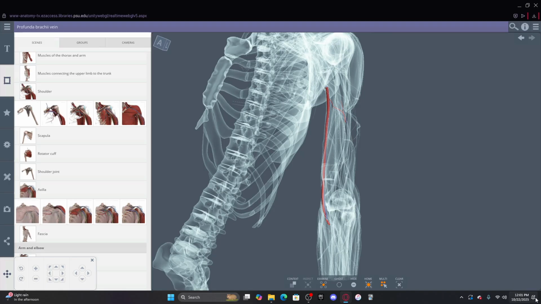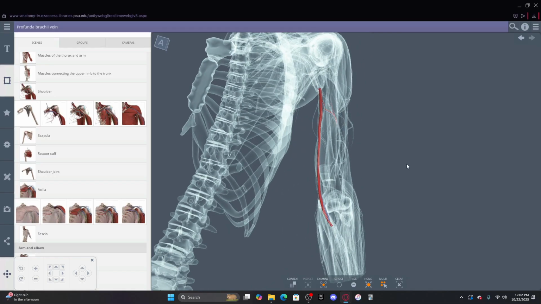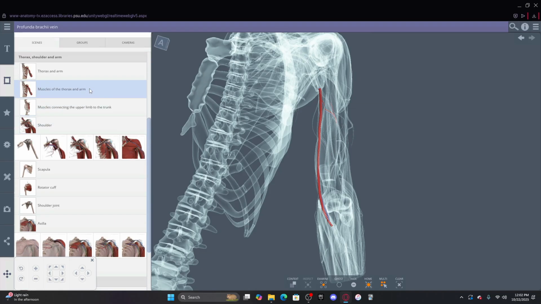All right, now we're going to move on into the brachial plexus. So, slight correction: the deep brachial artery and vein only supply the posterior compartment of the arm. Only posterior, nothing anterior. Now that we have that down, we're going to move on to the brachial plexus.